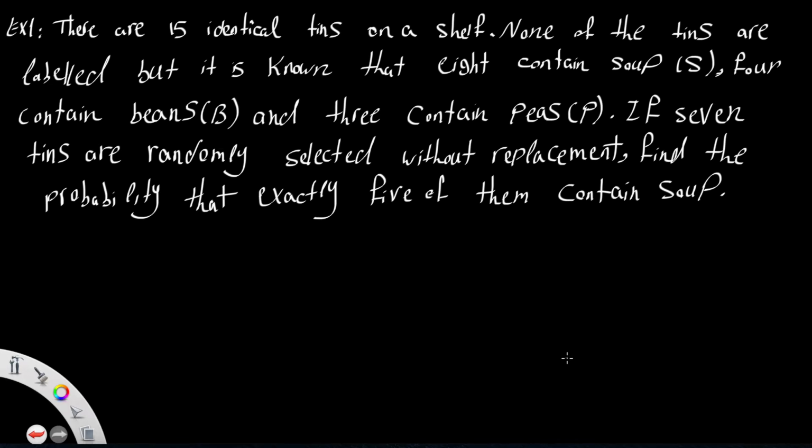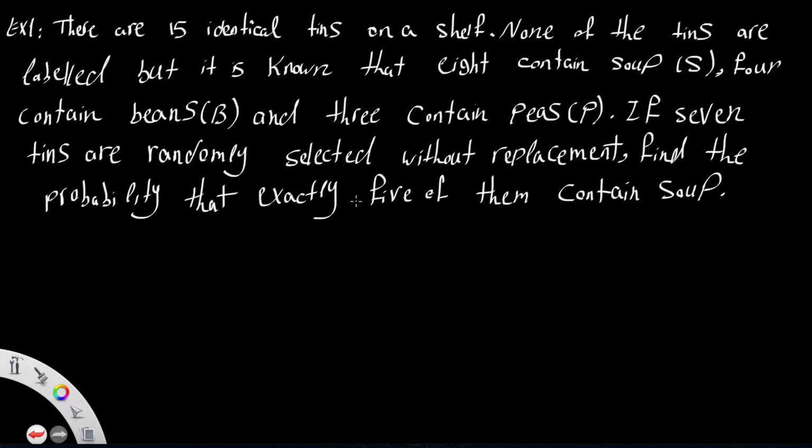Example 1. There are 15 identical tins on a shelf. None of the tins are labeled, but it's known that 8 contain soup, 4 contain beans, label B, and 3 contain peas. If 7 tins are randomly selected without replacement, find the probability that exactly 5 of them contain soup.